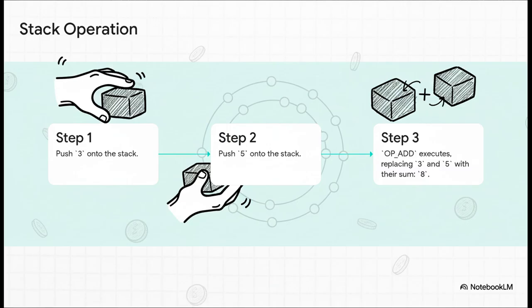And finally, the script gets to the operator, OP_ADD. Now, it knows this command needs 2 numbers to work with, so it pops the top 2 items off the stack, the 5 and the 3, it adds them together to get 8, and then it pushes that one single result back onto the stack. And that's it. That's the fundamental logic behind every single Bitcoin transaction.